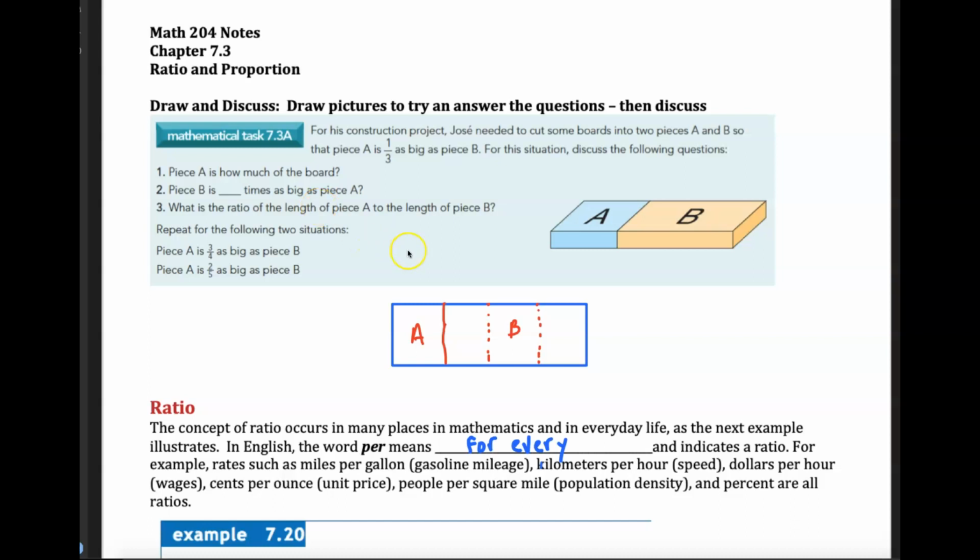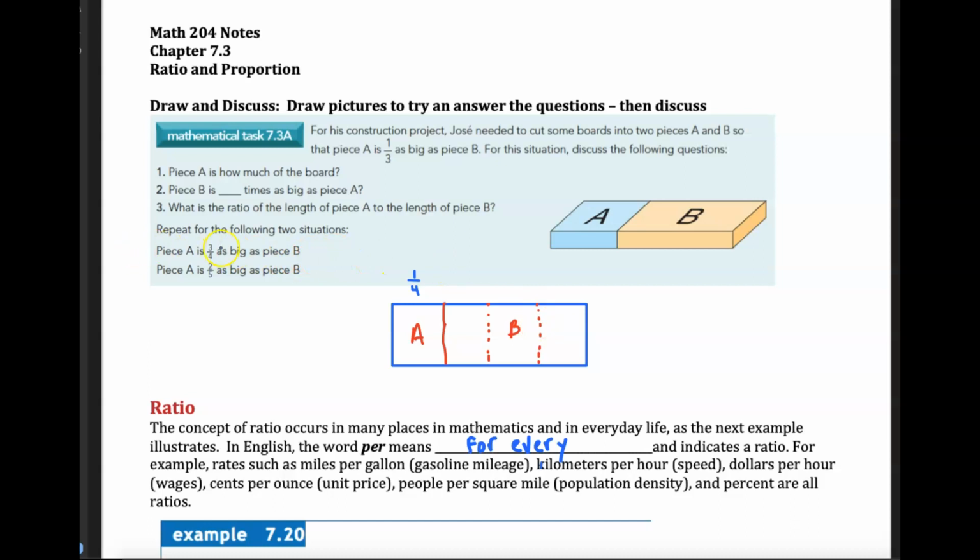Most students are going to say it's 1/3 of the board, but if you look carefully, if A is 1/3 the size of B, that means that A is 1/4. How much is the board? It is 1/4. As you can see, it's 1/4 of the board. Piece B is 3 times as big, as you can see. And so think about that.